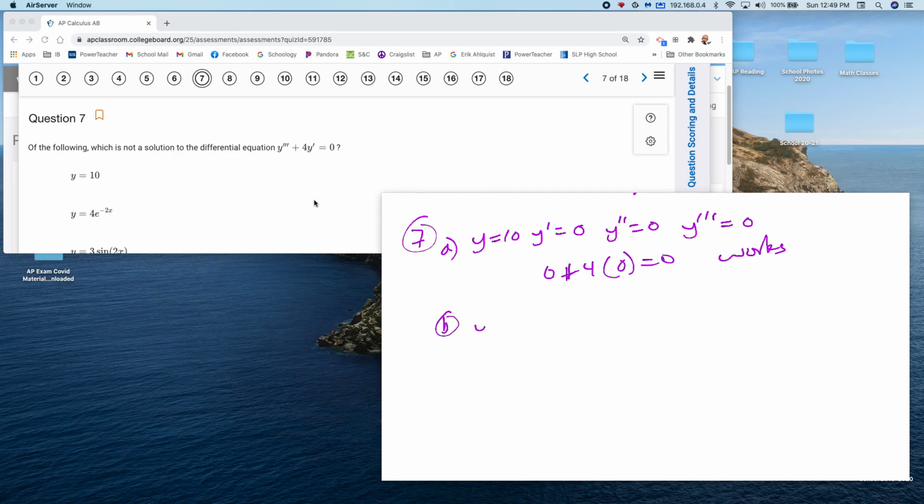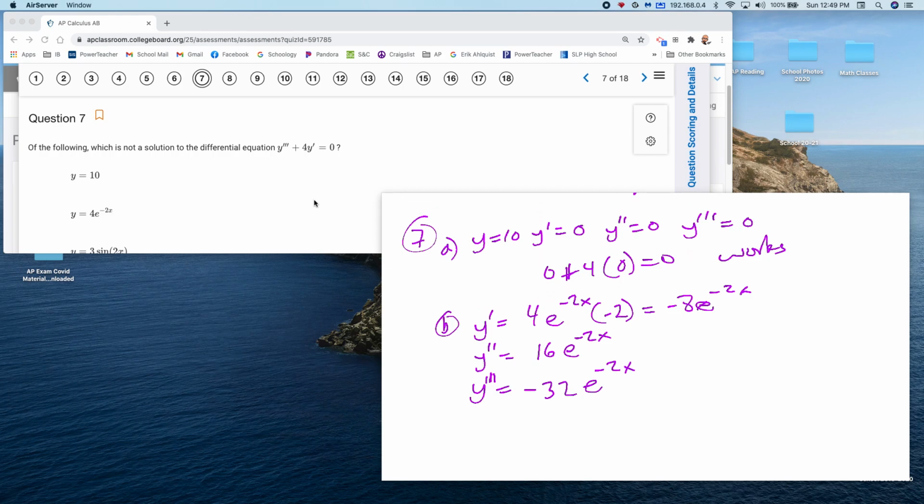So in B, y prime is equal to 4e to the negative 2x times negative 2, or negative 8e to the negative 2x. Y double prime, what we're going to do is multiply by negative 2, so that's going to be 16e to the negative 2x. And then y triple prime, the negative is going to come back again, because we're going to multiply by negative 2, so negative 32e to the negative 2x. Now let's look at what we have here.